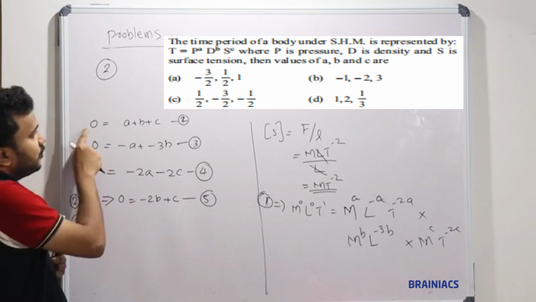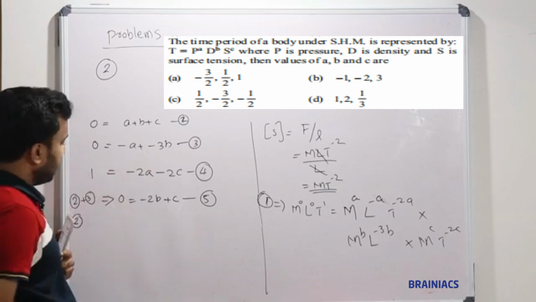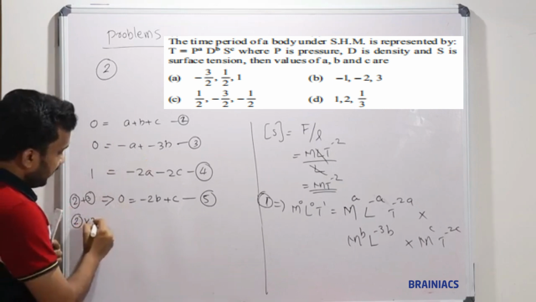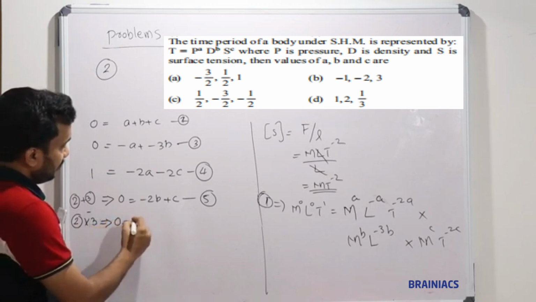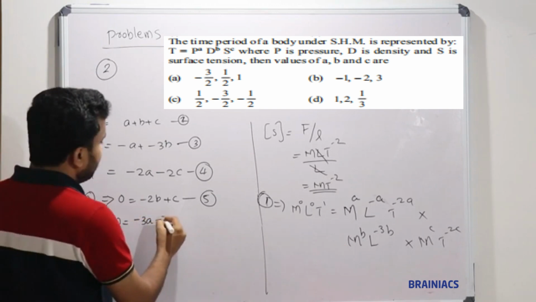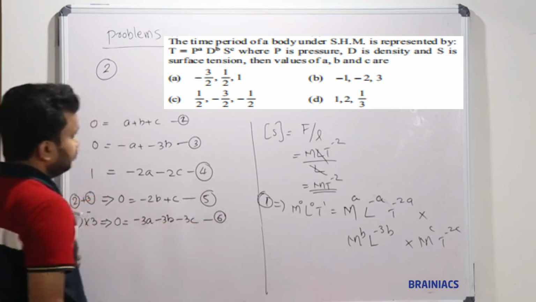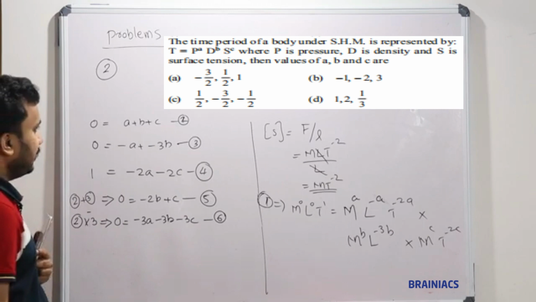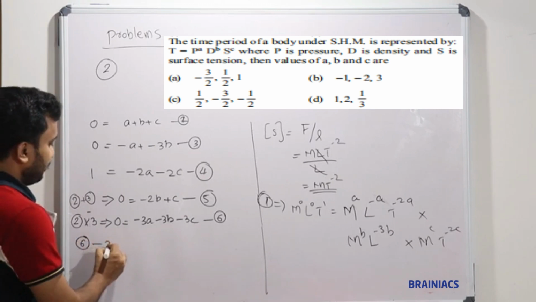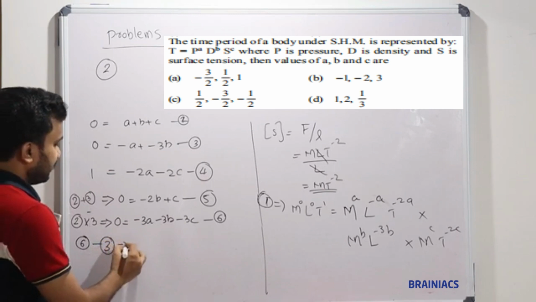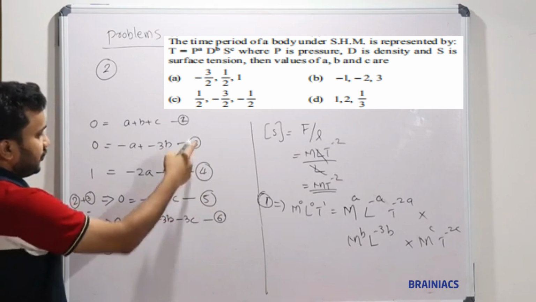So let me look into equation number 2. Equation number 2 I multiply with minus 3. So what will happen? 0 equal to minus 3A minus 3B minus 3C. This is equation number 6. Now I have two equations. I am doing equation number 6 minus equation number 3.